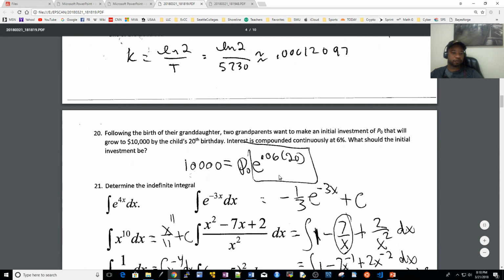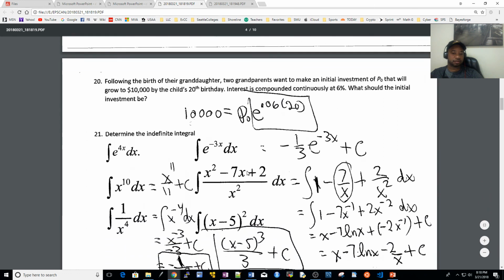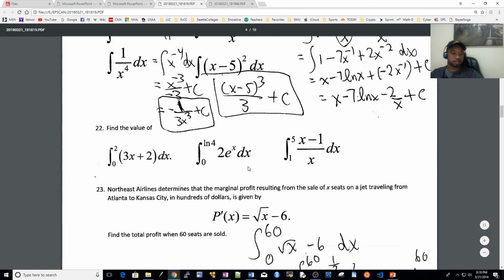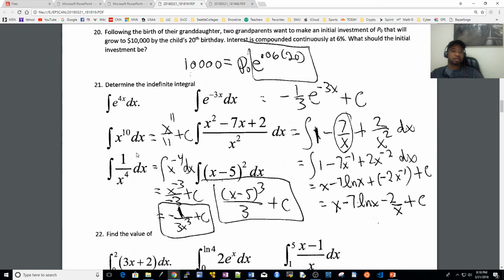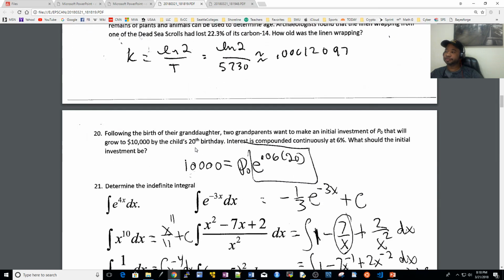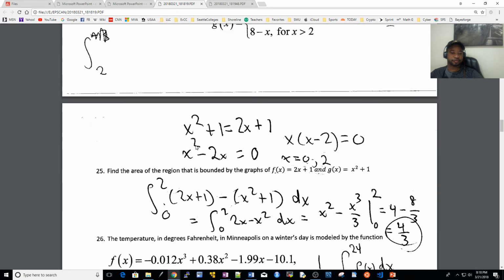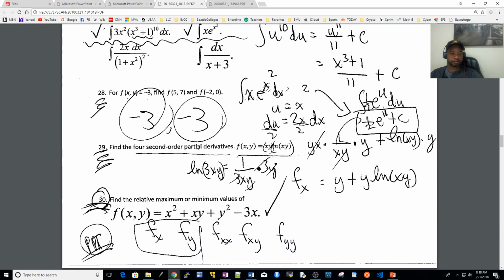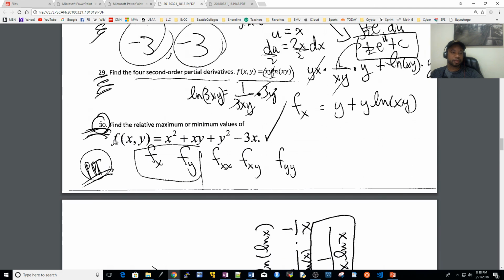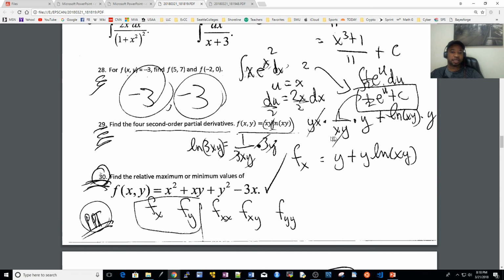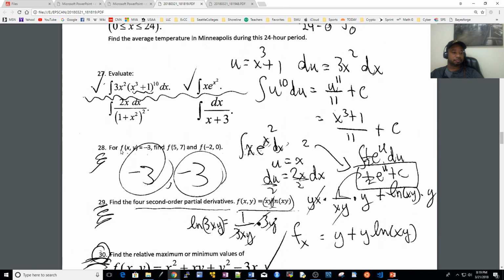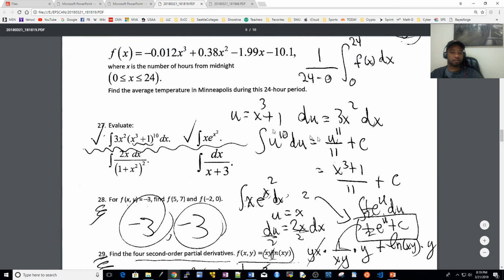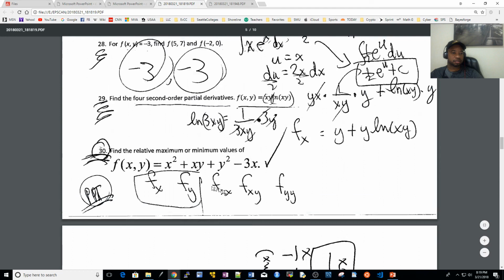Another good problem here is your formula. You solve for P, so divide both sides by this to get your P naught initial value. I will point out this one's pretty tough. I just did the derivative with respect to x, f of x, and got that. This was pretty straightforward. These are all right here. Also for 30.